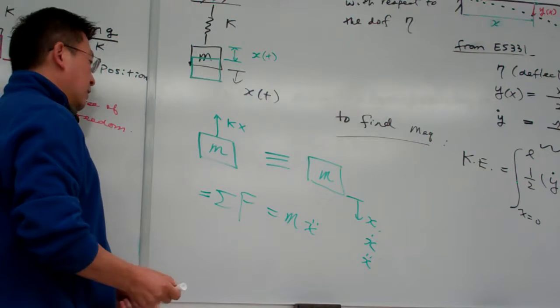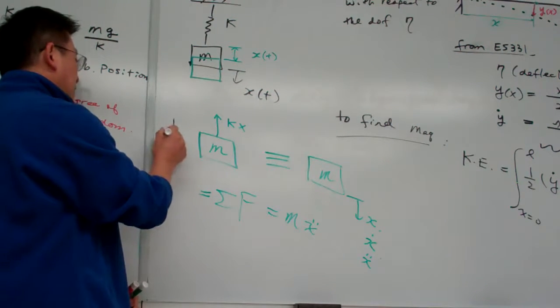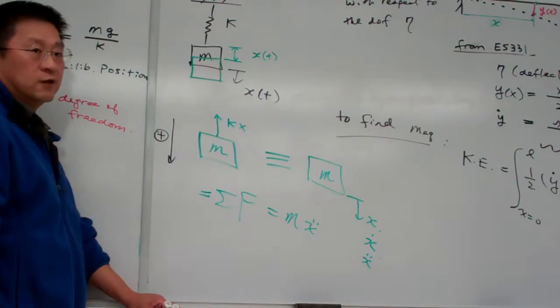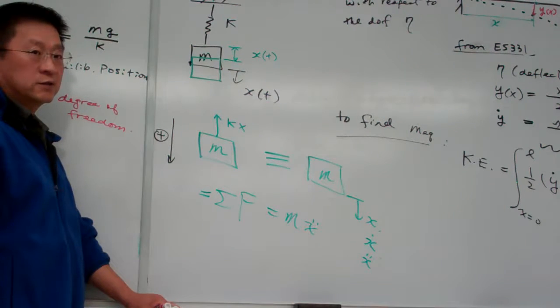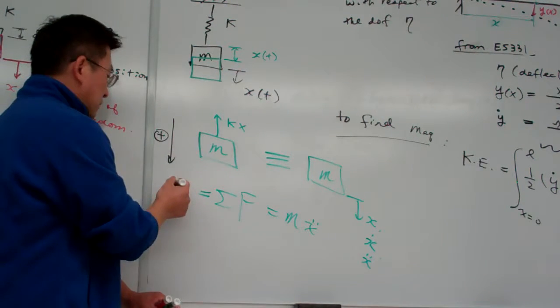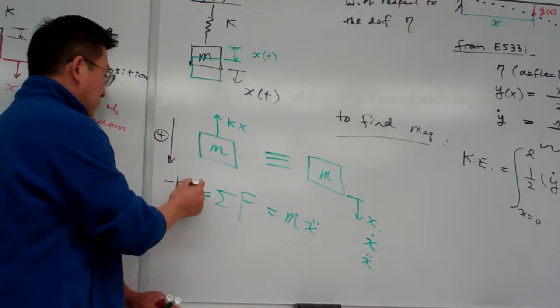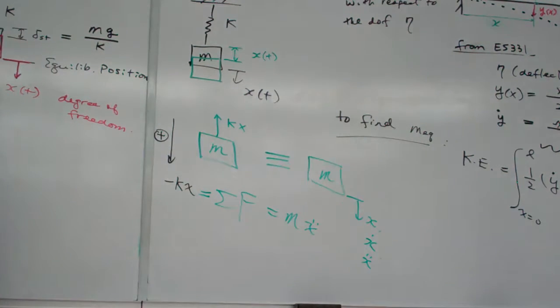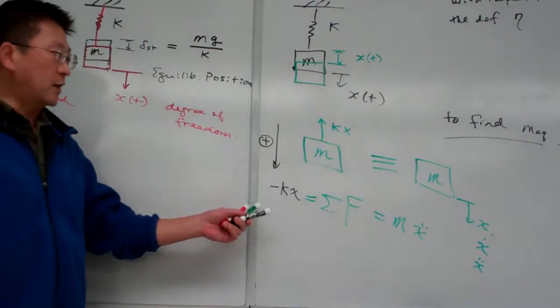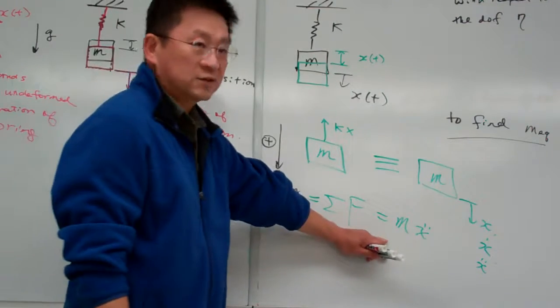And let me define the sign convention. Say this is my assigned sign convention. I assume downward is positive. So that means this force provided, according to the sign convention, is negative, right? So this is a very simple case, using a free body diagram to analyze according to Newton's second law.